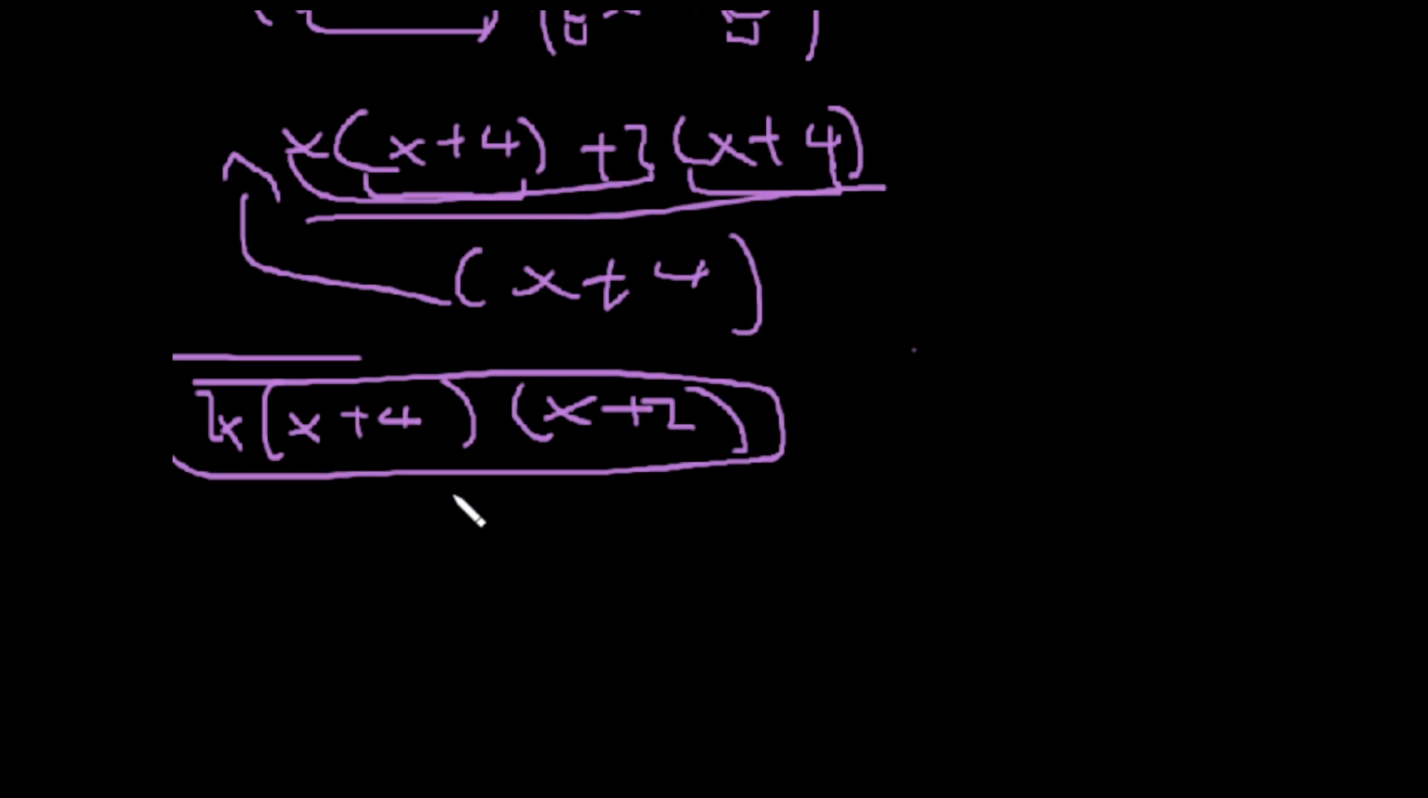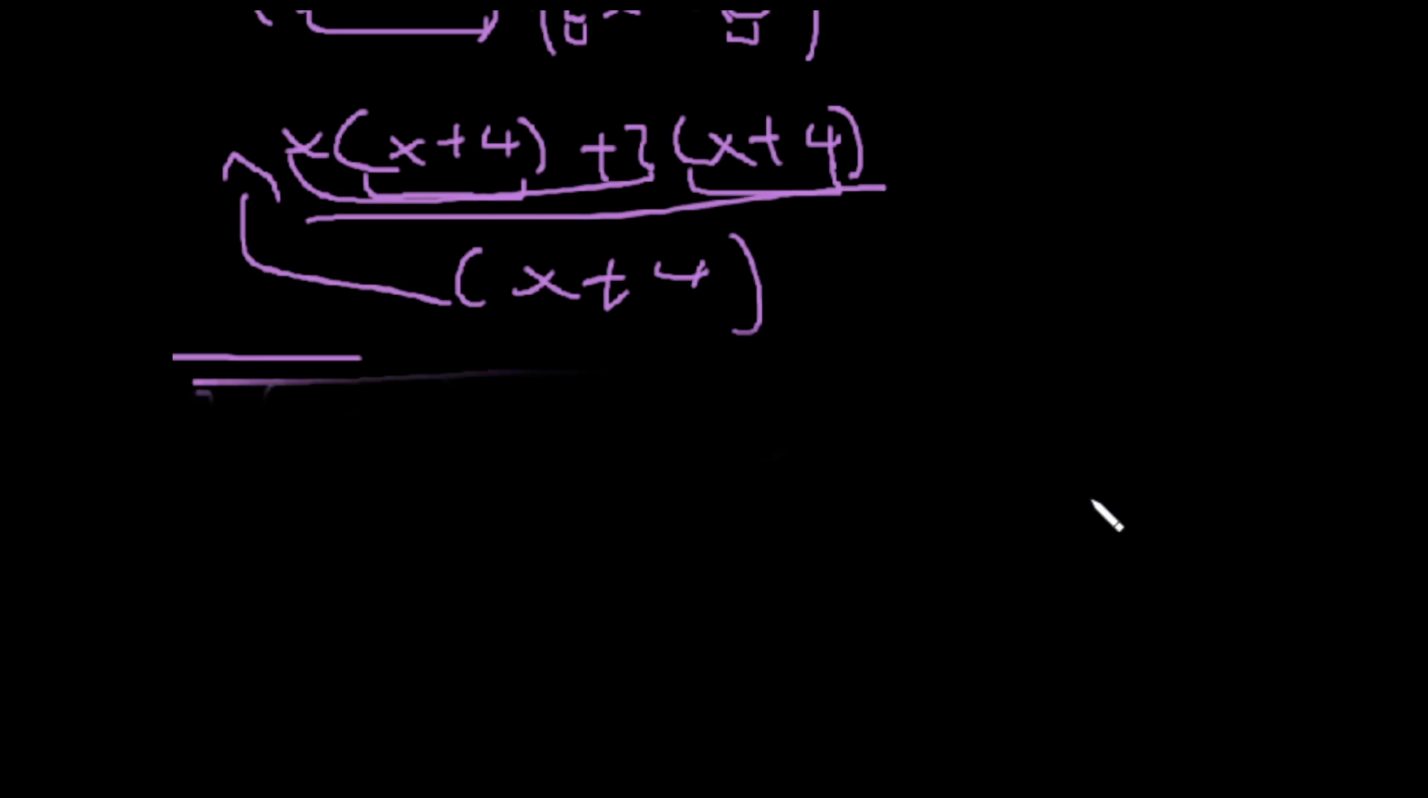Alright. Now, let's get to another example. Alright, next example is 3x to the 6 minus 27x to the 4.